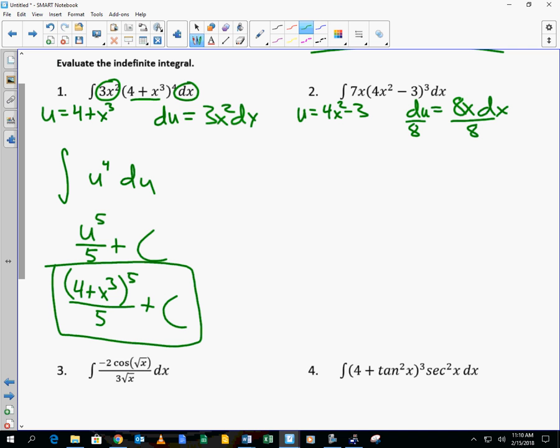Maybe we could divide by 8 to get 1/8 du is equal to x dx. And then maybe we could multiply by 7. u is 4x squared minus 3. Everybody see that the derivative is 8x dx. I don't have an 8x dx. I have a 7x dx. How do I get rid of the 8 and get a 7 in? I divide by the 8. I multiply by the 7.